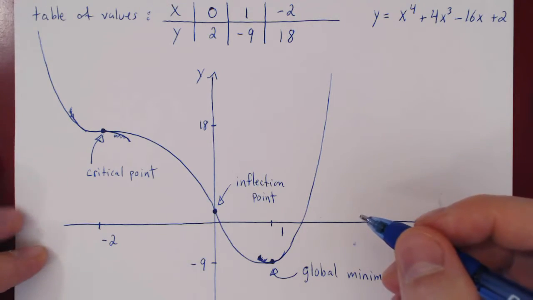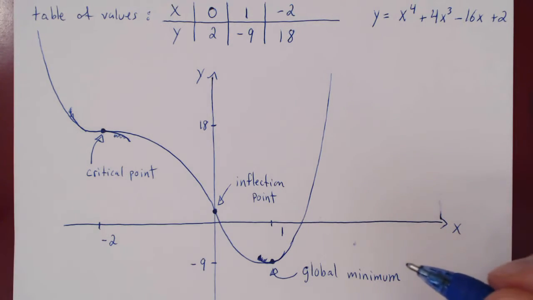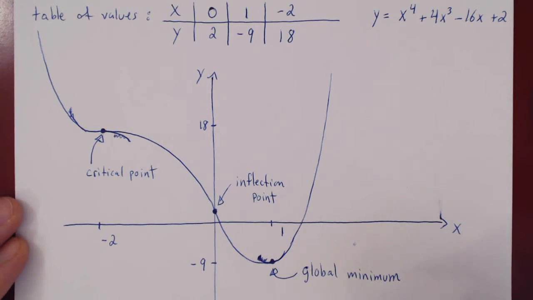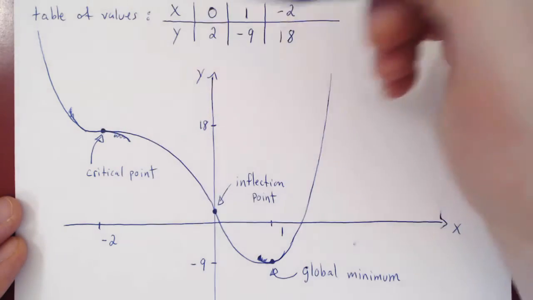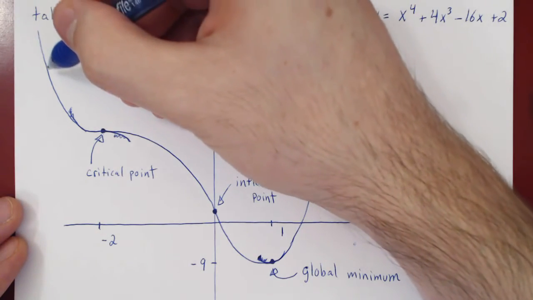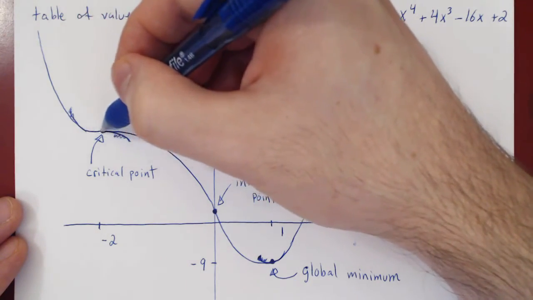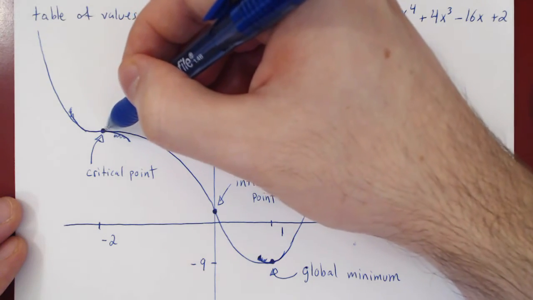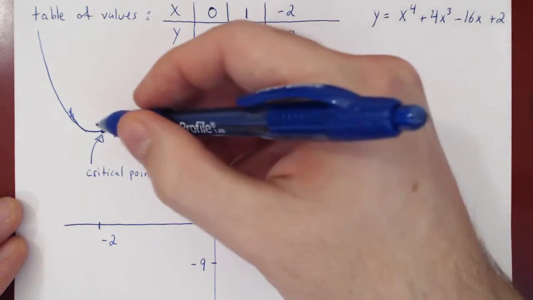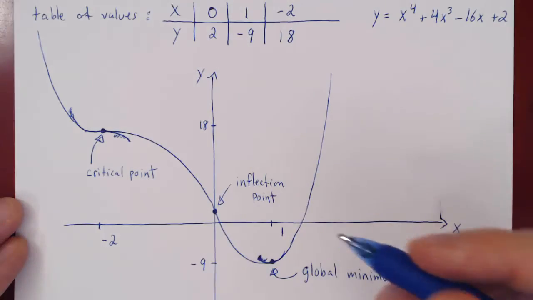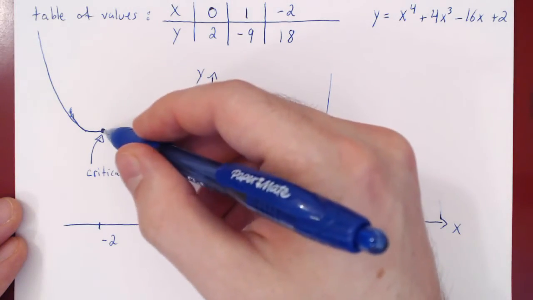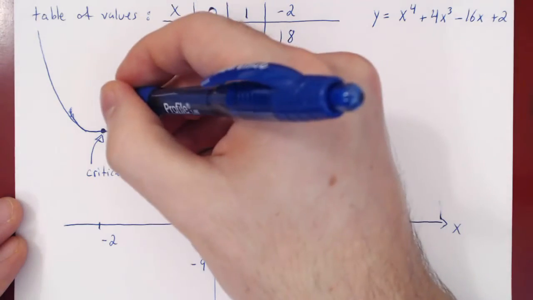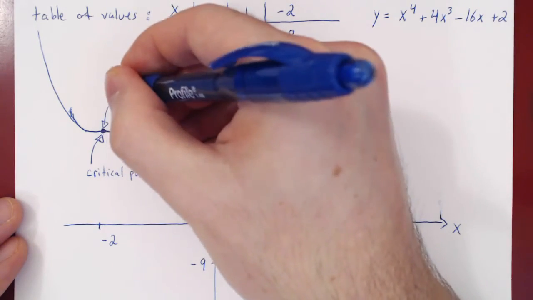And is it an inflection point? Because not only was -2 a critical point, it was also a possible inflection point. So does concavity change at -2? Well, let's see. The curve is concave up, up, up, up. We hit -2, and the curve becomes concave down. So indeed, there is a change in concavity. So not only is x equals -2 a critical point where the curve is flat, it also is a real inflection point.